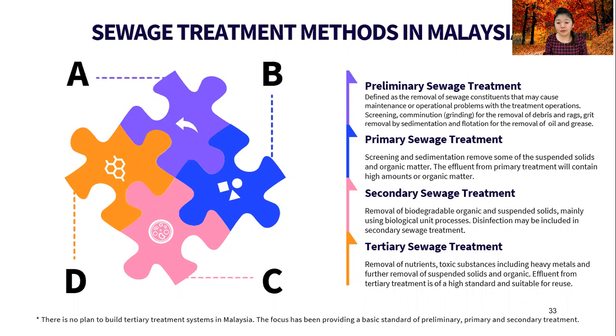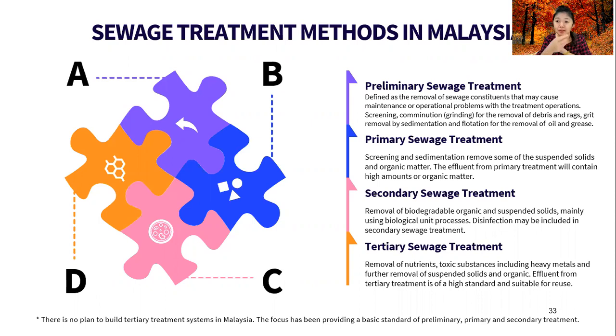Okay? So the removal of the nutrients, toxic substances including heavy metals, and further removal of suspended solids and organics. The effluent from the tertiary is of a high standard and suitable for reuse. So some of you may know of NEWater in Singapore, or some countries actually reprocess and then reuse the wastewater for drinking. Okay, so they need to use the tertiary sewage treatment plants to make sure that the water can be drunk. Ours in Malaysia will only go until the secondary sewage treatment plant, and then we will release it to the river.